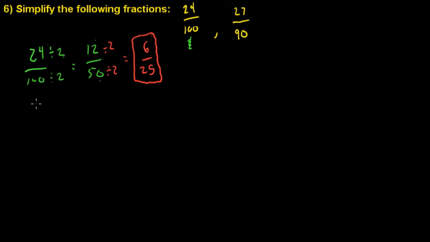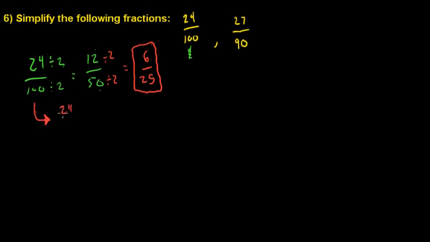You could also, if you were wise, say that 24 over 100 is actually divisible by 4. Both are divisible by 4. So you could get right to 6/25 without having to do it twice. But you can still do it twice, and you get the same answer either way.